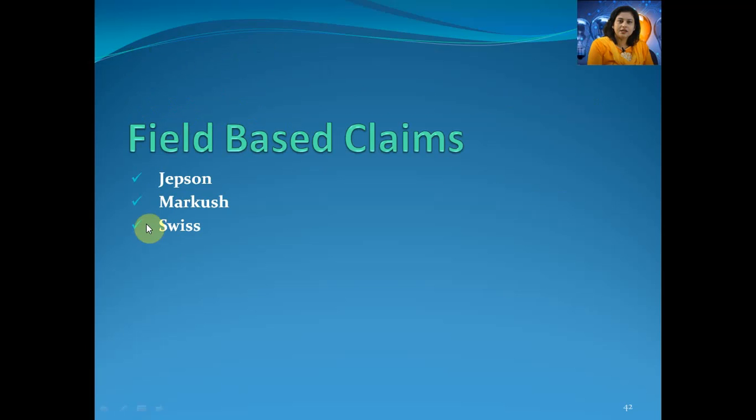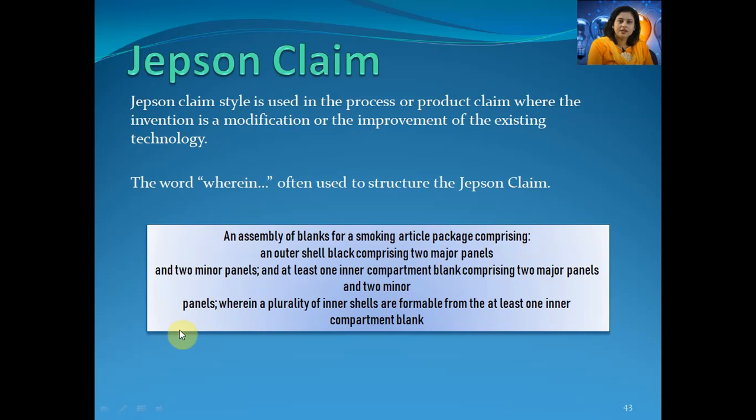Use claim. The process claim for use of the products or application of the process is called use claim. For example, use of the compound of claim 1 for the manufacture of a medicament. So this is an example of a use claim. Now let us turn our attention to field-based claims. We have Jepson claim, Markush claim and Swiss claim. Jepson claim style is used in the process or product claim where the invention is a modification or the improvement of the existing technology. The word wherein is often used to structure the Jepson claim.